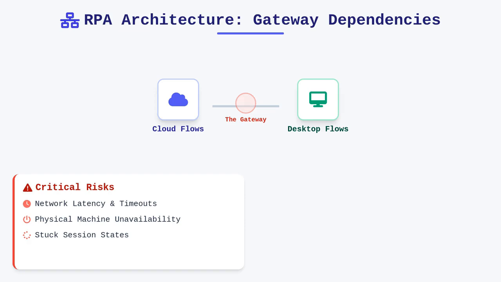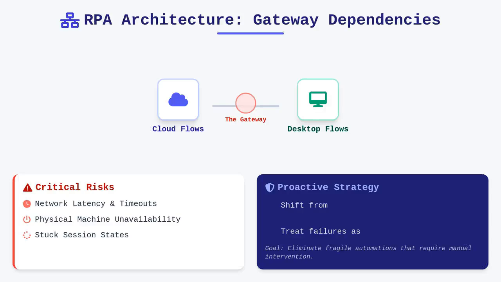By failing to account for these environmental variables, we create fragile automations that require constant manual intervention. Our goal is to shift from reactive troubleshooting to a proactive design that treats gateway failures as expected runtime events rather than catastrophic system shocks.